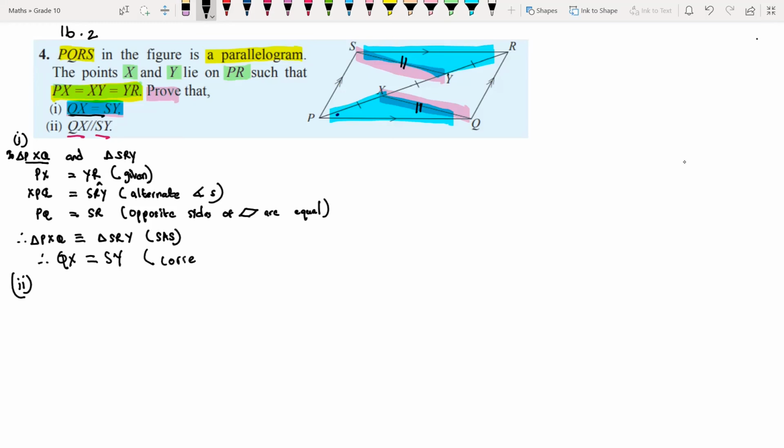So, corresponding sides of what? Congruent triangles. Right? Within Roman figure 1.